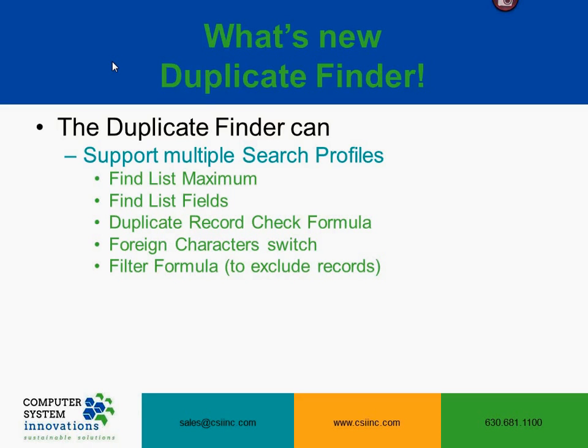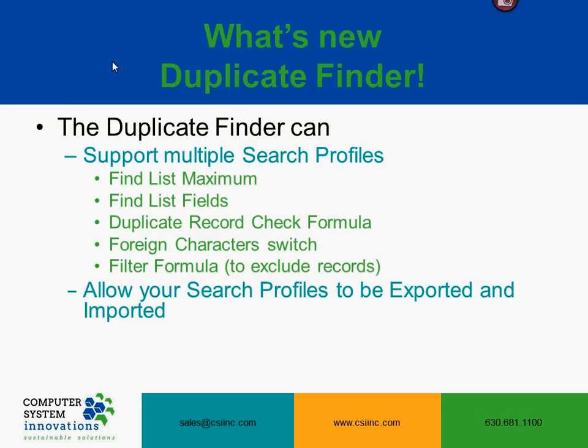You can have a filter formula. Recently we had a client that they have dupes all over their database because they enter the individual who is the primary contact, they enter it on the company record in IMUS. Well, that shows as a dupe. So they can enter a filter formula and say, don't show those company records. I don't want them in there because they're not dupes.